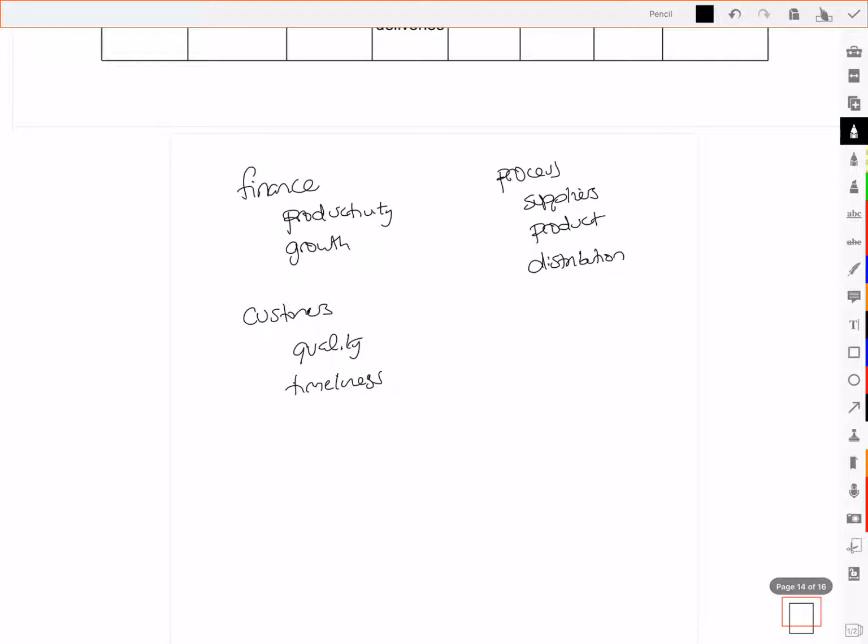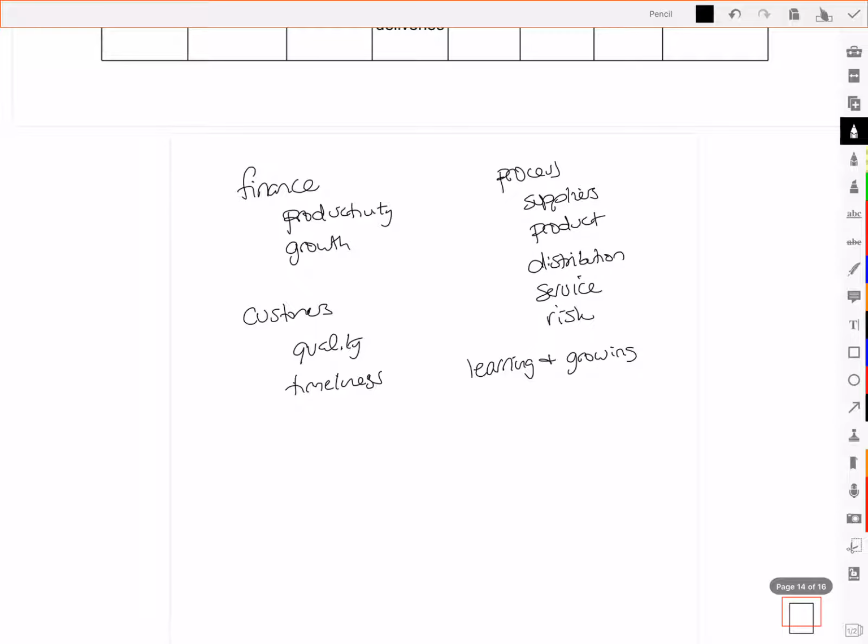Distribution. So anything related to logistics. We might have things related to customer service or other services that we provide. We might have strategies related to reducing the risk related to our company. We may also have strategies that are more learning and growth related.